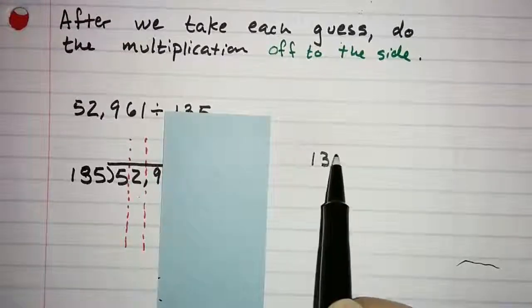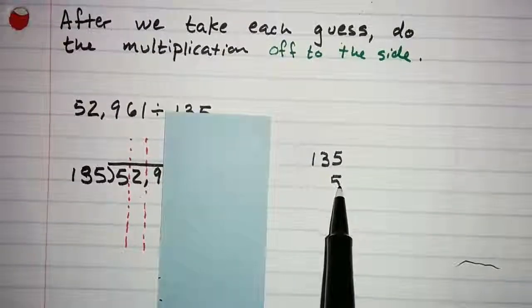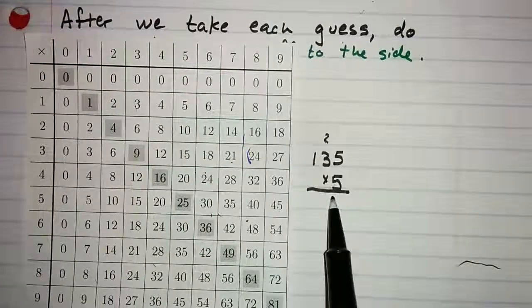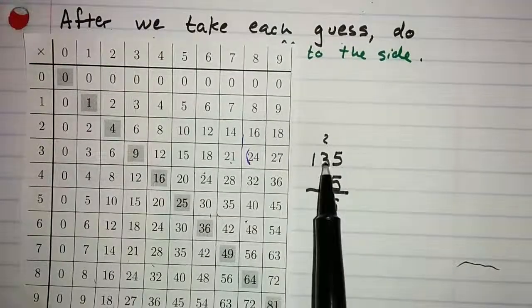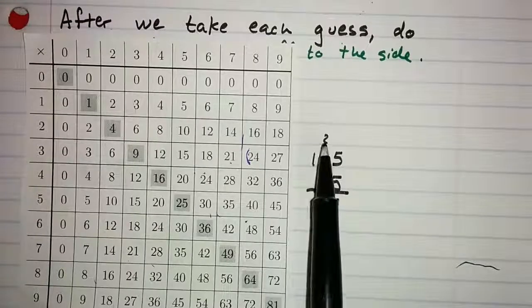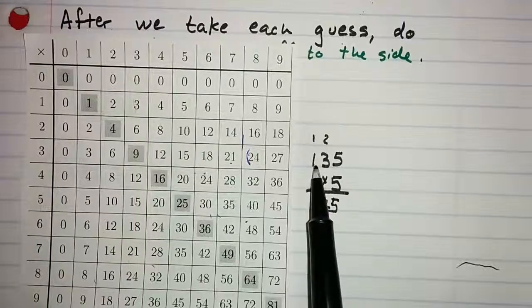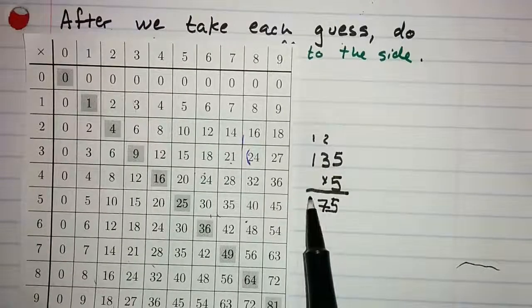So I'll have 135 times 5. 5 times 5 is 25. 5 times 3 is 15, 16, 17. 5 times 1 is 5, plus 1 is 6.